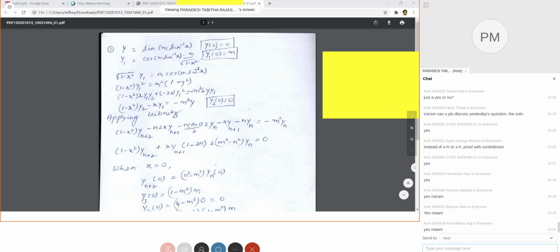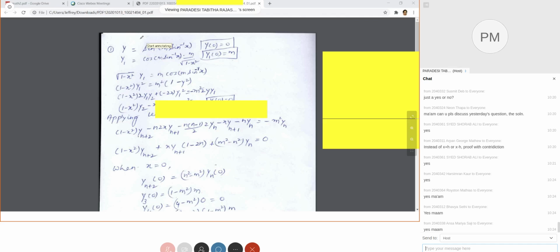Okay, so first thing we'll try to discuss is this is our function. It is sine of m sine inverse x, sine within brackets m sine inverse x. We want to find the Maclaurin series for this function. y is equal to sine of within brackets m sine inverse x.